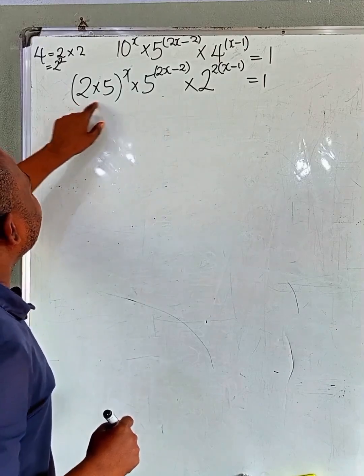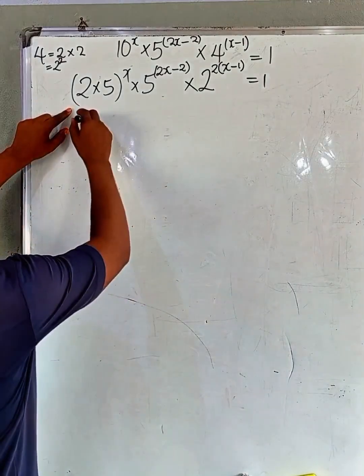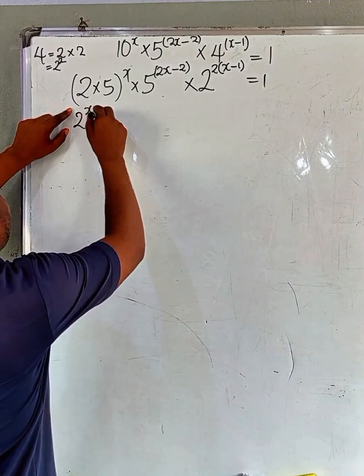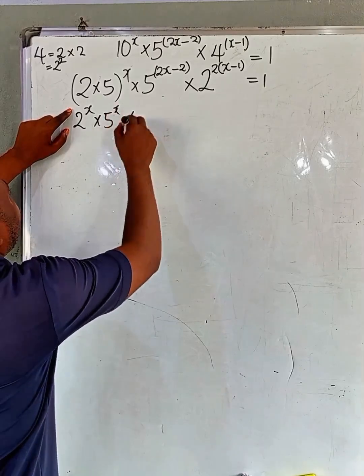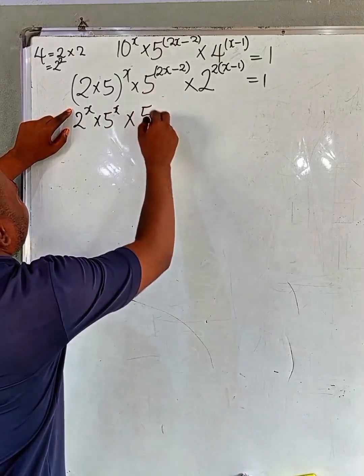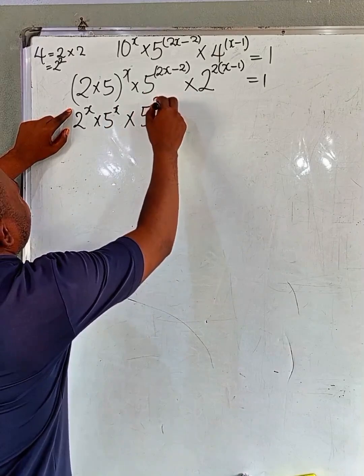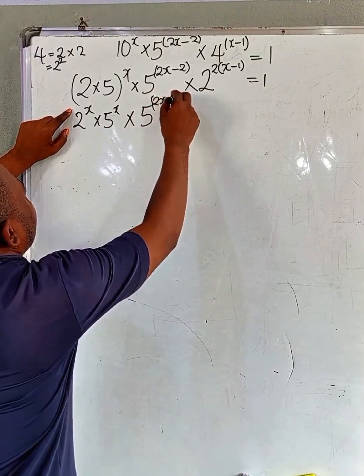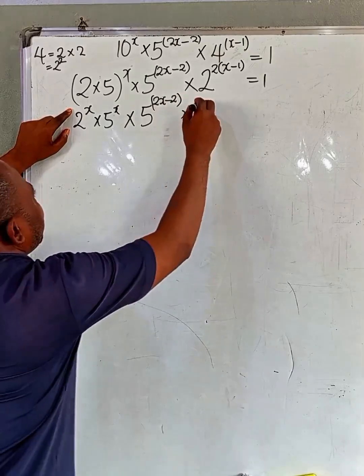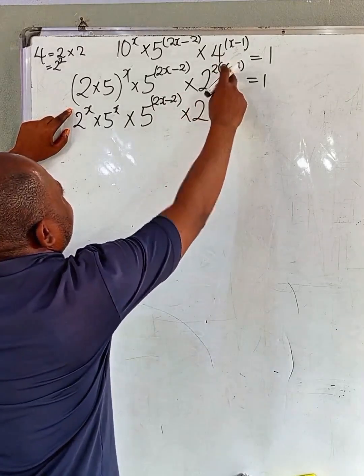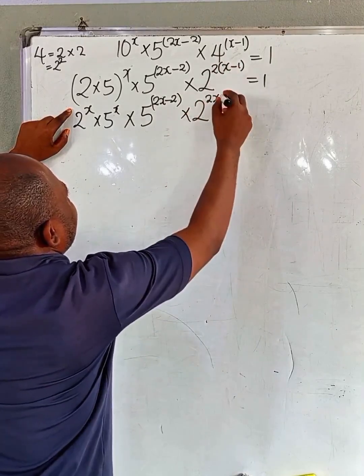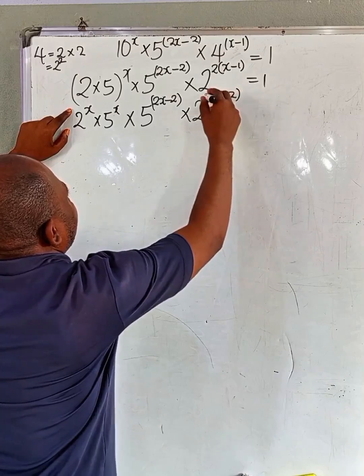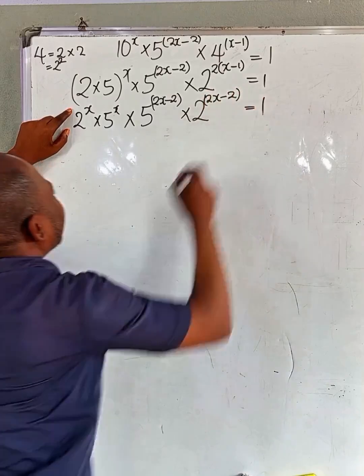Now we open this bracket. We have 2 raised to the power of x times 5 raised to the power of x times 5 raised to the power of 2x minus 2, times 2 raised to the power of 2x, because 2 times x is 2x, and 2 times minus 1 will give us minus 2, equals 1.